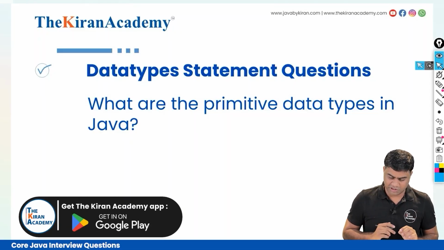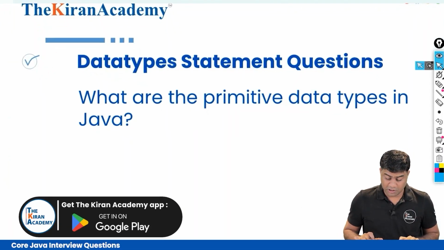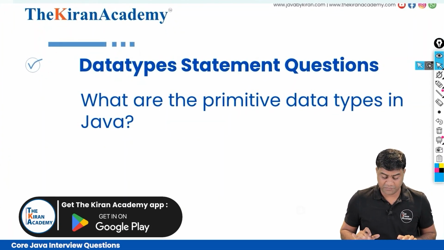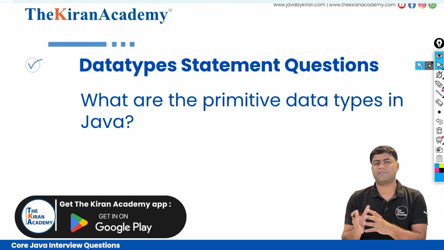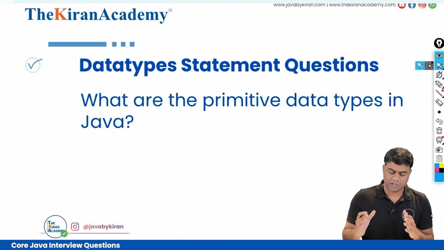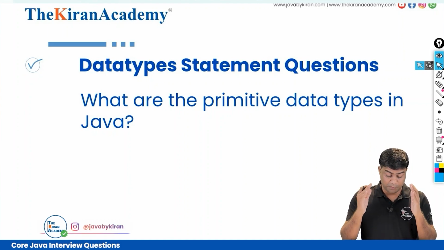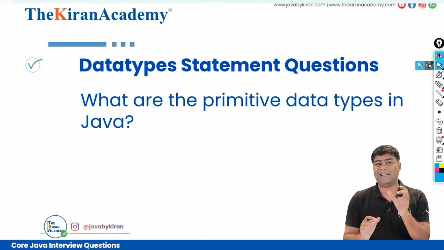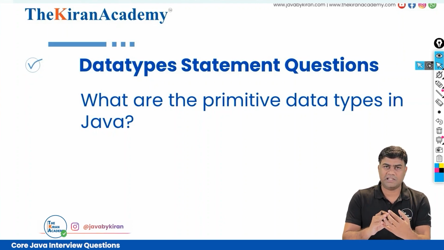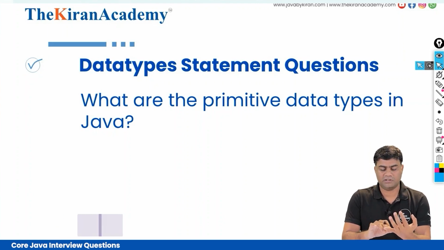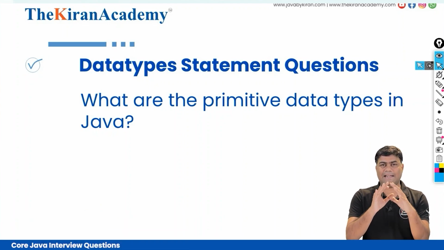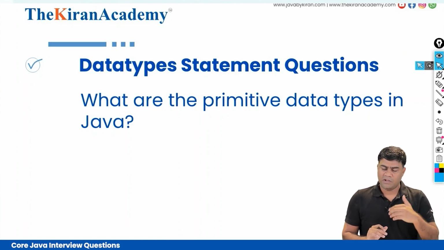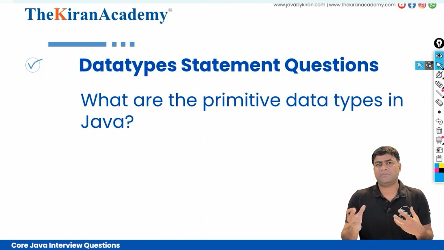The first question on the screen is: what are the primitive data types in Java? There are multiple kinds, primitive data types and reference data types. Here we are talking about primitive data types. There are a total of 8. You should start with byte, short, then int, long, float, double, char and boolean. Those 8 data types you should know. In the next interview question, we'll see some detail of it.